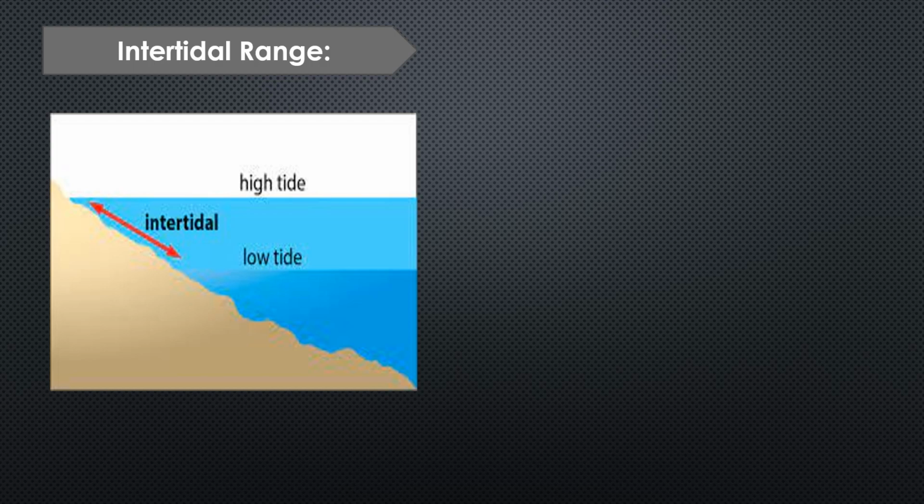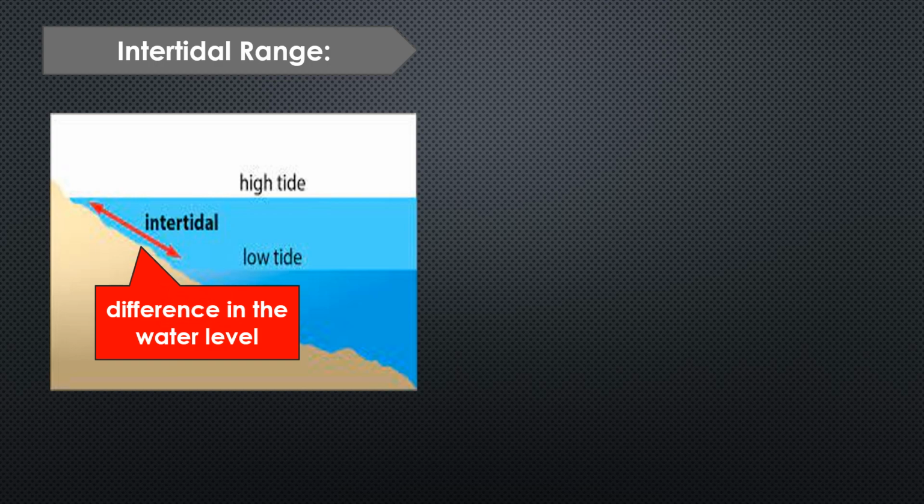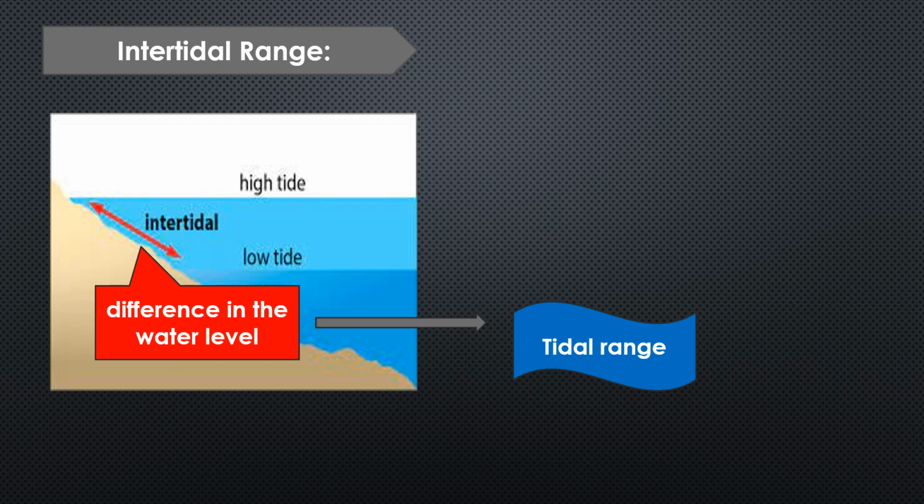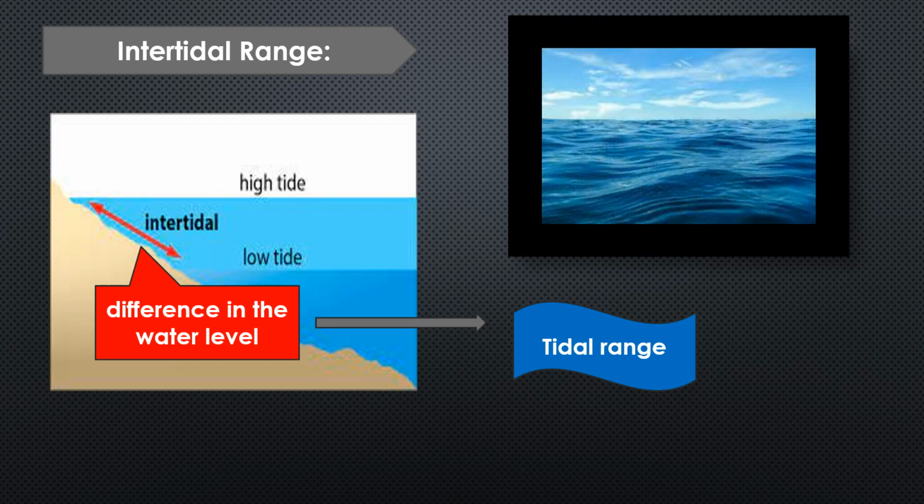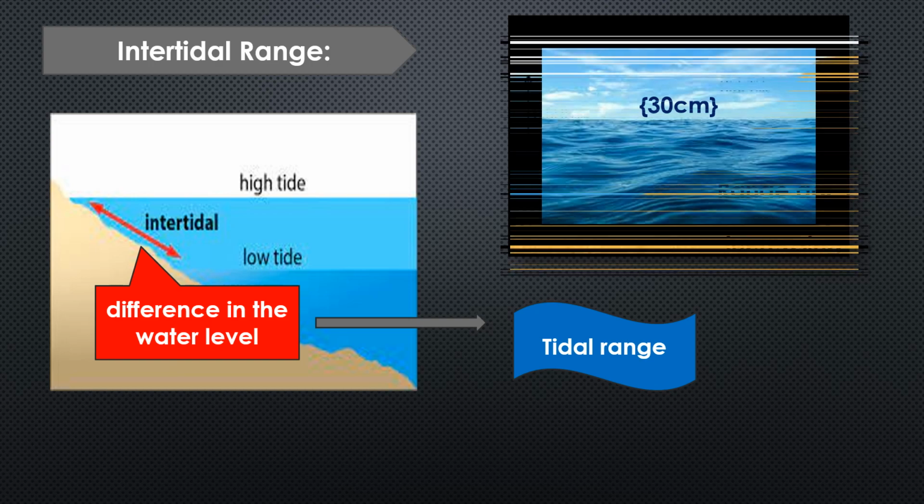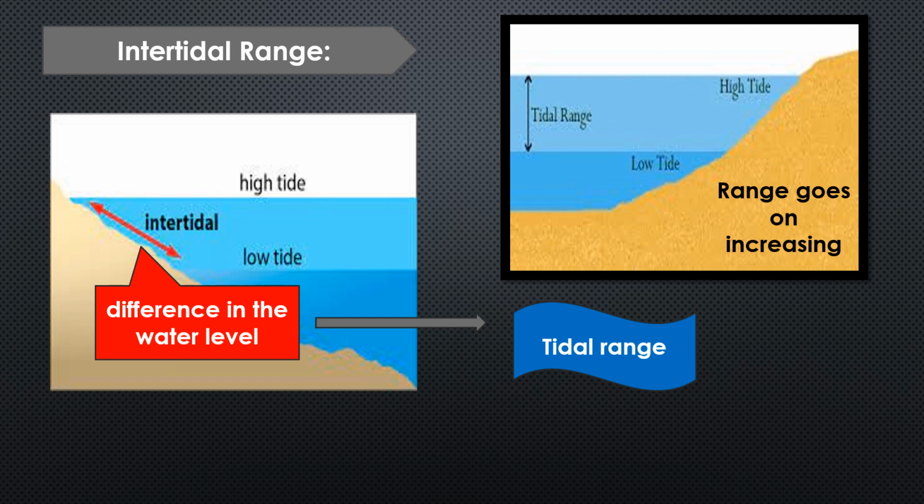Intertidal range. This is the difference in the level of water when high tide and low tide occur in the sea. We also call this range the tidal range. Now, in the open seas, that is in the middle of the ocean, you will find the difference in the range between high tide and low tide as about 30 centimeters. That means you won't find a drastic difference there. But as we move towards the coastal areas, you will find that this range keeps on increasing.